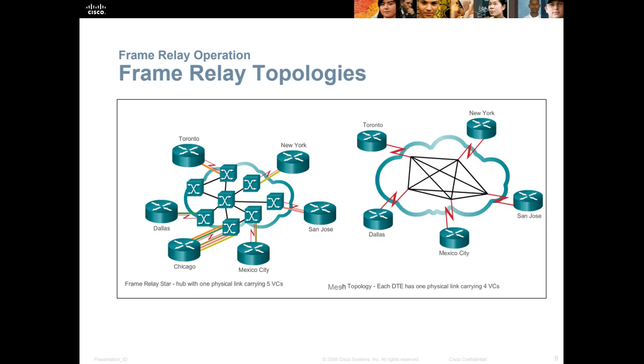The other method is called mesh topologies. Each DTE has one physical link carrying 4 VCs. Mesh is more expensive, but it is more redundant. And if one link is down, I can still have connectivity. So they use it for sensitive operations, and maybe military. They used to use it in military, maybe in oil fields, like that.